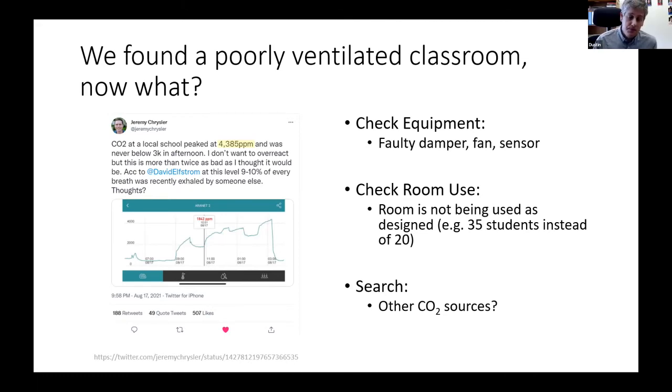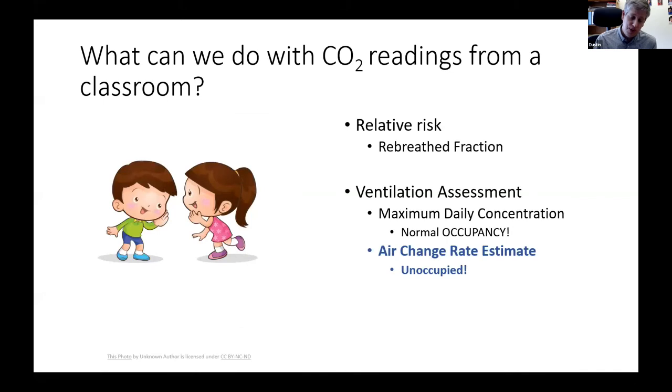And the moral of the story is if the maximum concentrations are above 2000, steps should be taken immediately, including checking the equipment, evaluating the room use, whether the density and activity levels are as designed, and ensure that there are no other sources of CO2 that could be complicating the analysis. There's a third way we can also do this.